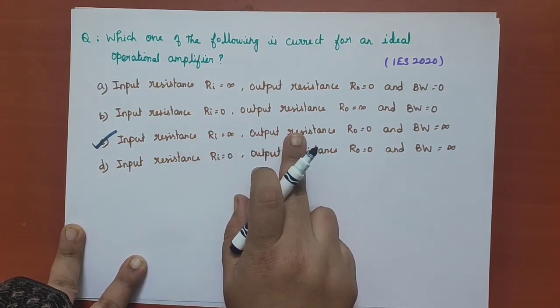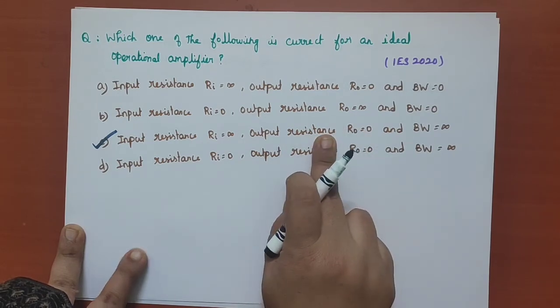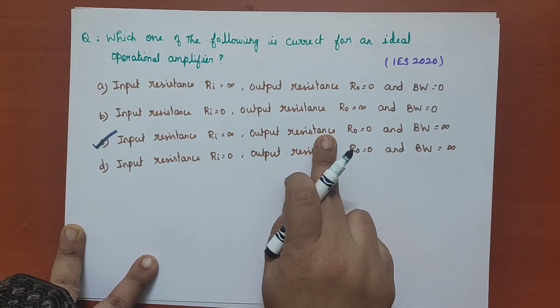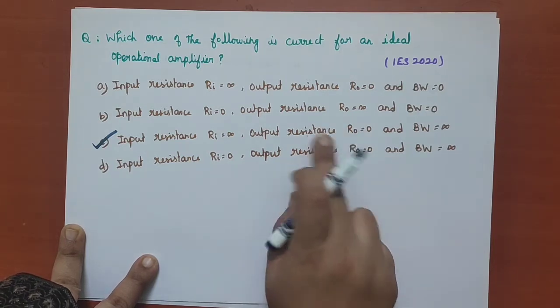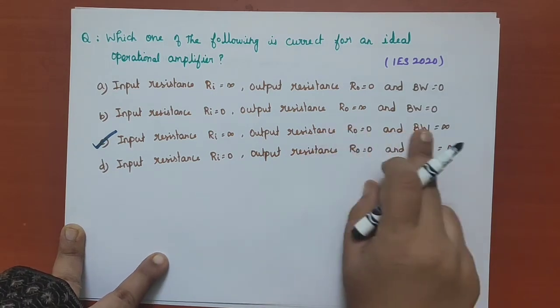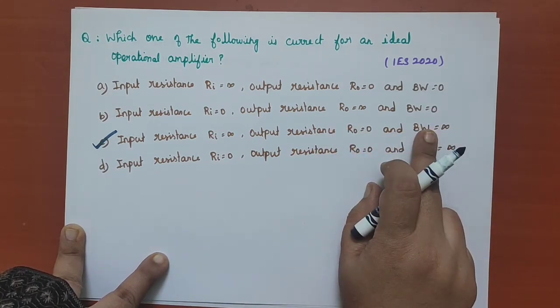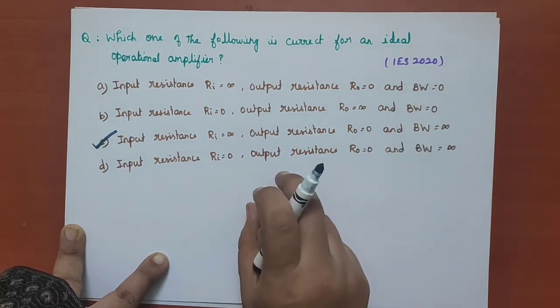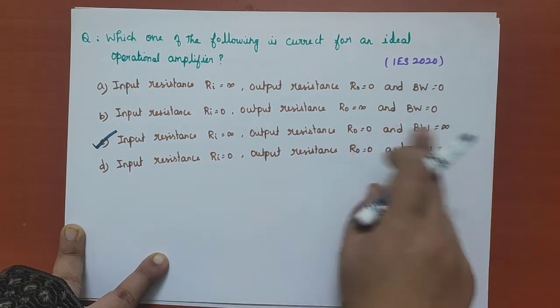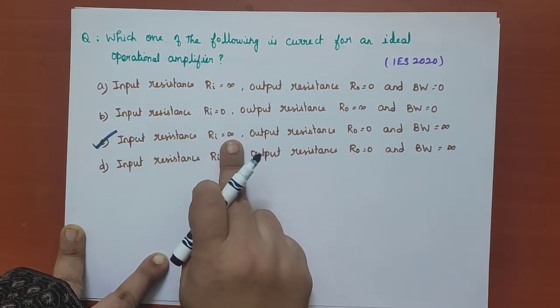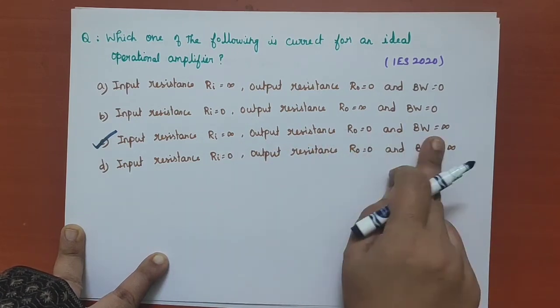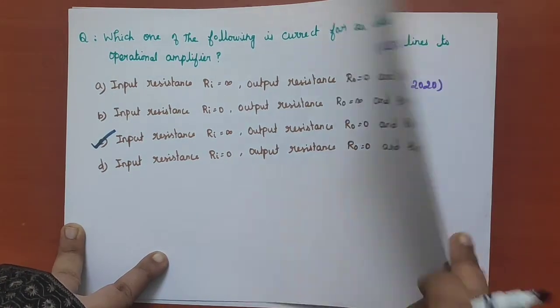For the output resistance, when the op-amp produces an output signal, it should be transferred maximally to the output load. It is possible only when the output impedance is low. Ideally, it should be equal to 0. The ideal bandwidth of the op-amp is infinite. That is, it should accommodate more frequencies, from 0 Hz to infinite Hz. It should accommodate all the frequencies. This is the ideal case. For an ideal op-amp, input resistance infinite, output resistance 0 and bandwidth should be infinite.